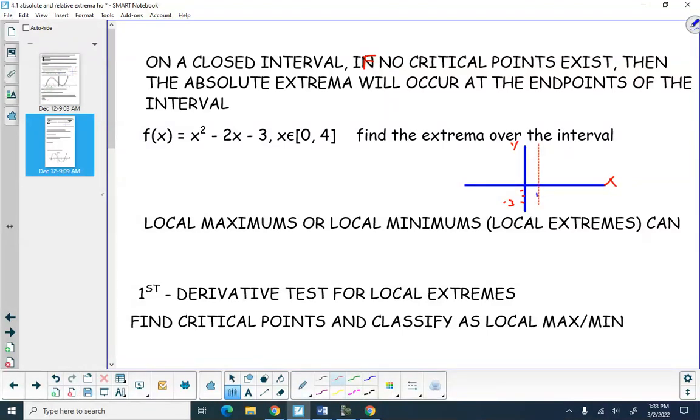At a value of 1, I would have a value of -4. So here would be our graph. Okay, we have a parabola. We have a vertex point of the parabola at 1, -4. That's my vertex point.